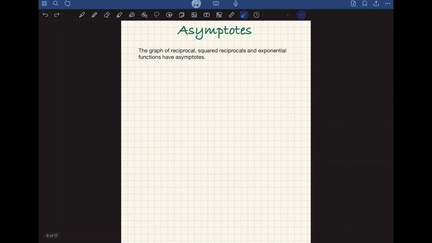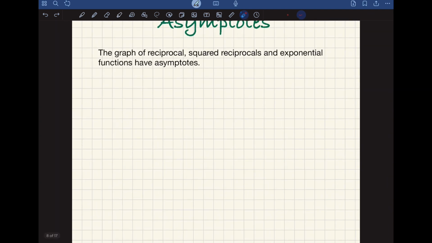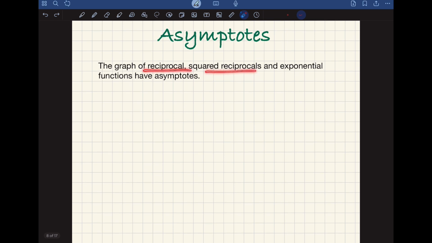Now, the types of functions that usually have asymptotes are reciprocal functions, squared reciprocal functions, and exponential functions. We'll first focus on reciprocal and squared reciprocal functions. I'm going to assume you're already familiar with the basic shape of their graphs. If not, feel free to pause and review that quickly. Okay? All right, let's first tackle the reciprocal functions and then we'll move on to exponential functions a bit later.